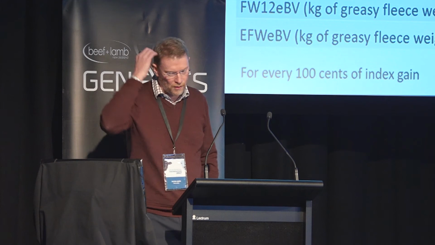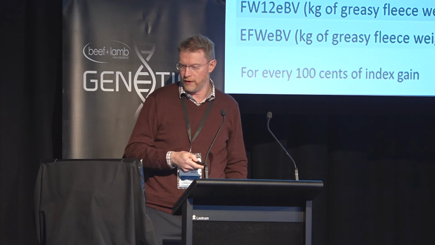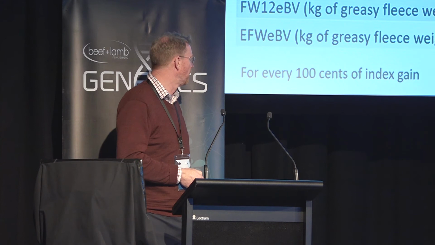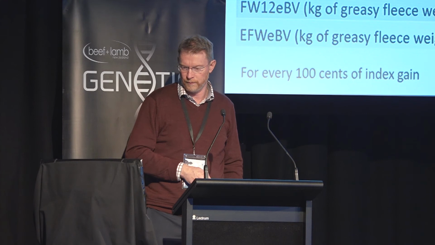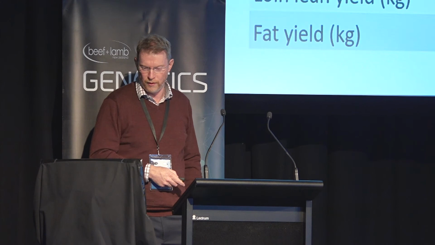Okay, so I'm going to skip over this in the interest of time. That just says what the genetic trends will be with and without, and you skim down those columns and they're not that much different. And that's for every 100 cents of genetic gain in the index that you'd make. Okay, all right. I don't think you want to see this table any longer, so I'm going to keep going.